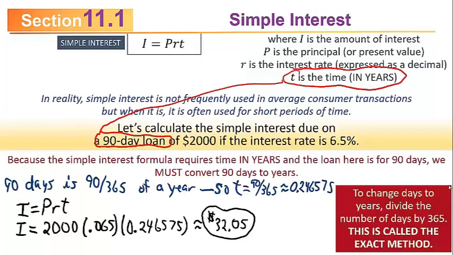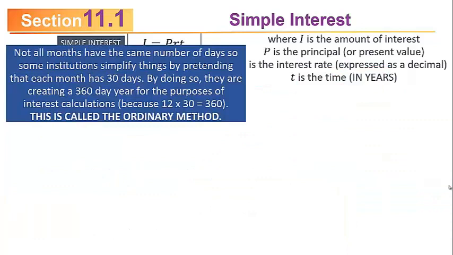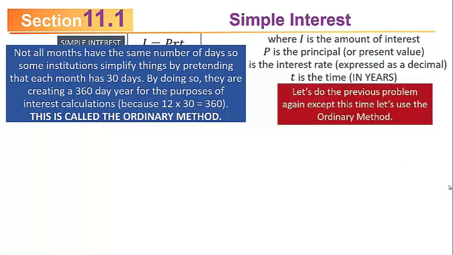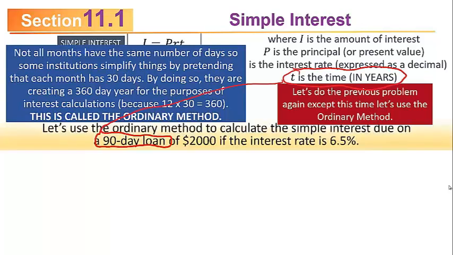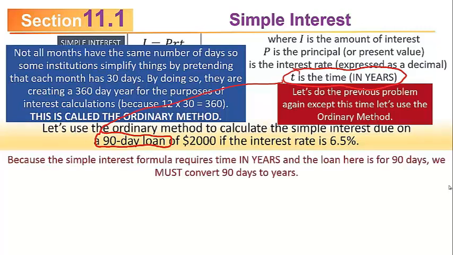So if you go back to the previous problem, the exact method uses the exact number of days in a year, which is 365. The ordinary method pretends there are only 360 days in a year and uses 360 instead of 365. So the calculation is exactly the same if we want to do it by the ordinary method. If I take that exact same problem, but this time using the ordinary method, the only difference is converting the 90 days: I divide by 360 instead of 365. So ordinary method, divide by 360; exact method, divide by 365.